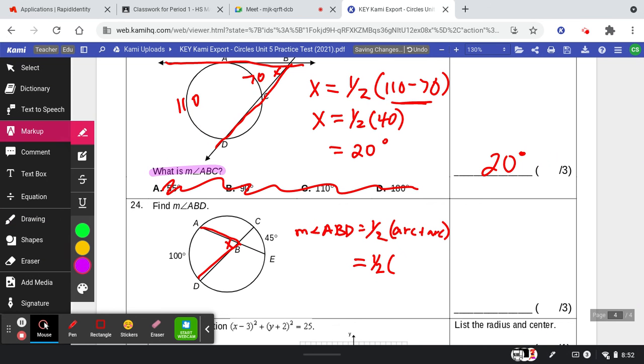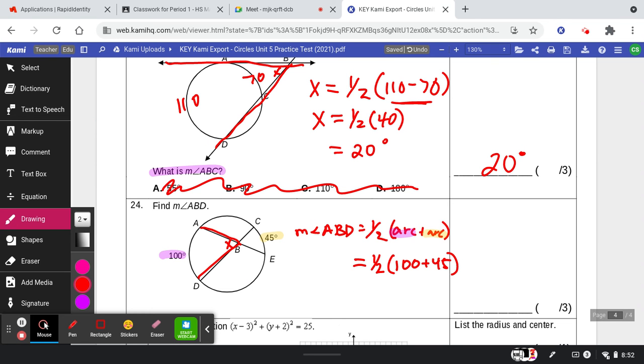So this is going to be 100 plus 45, and then we just take half of it. Can you tell me what you get for that? Let's go James this time, be my calculator. What's half of 145? 70 something point five. And then because we're finding the measure of the angle, don't forget the degrees.